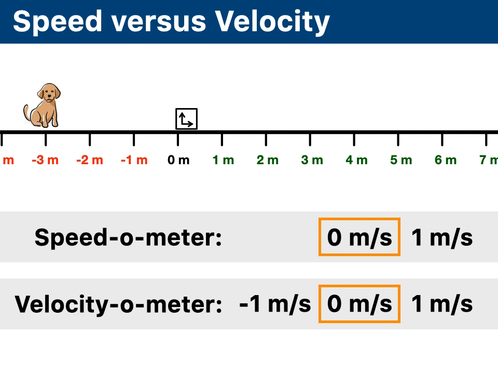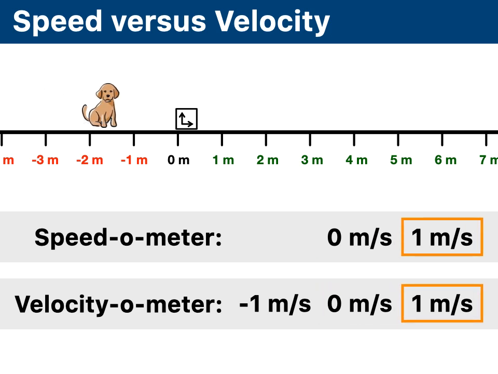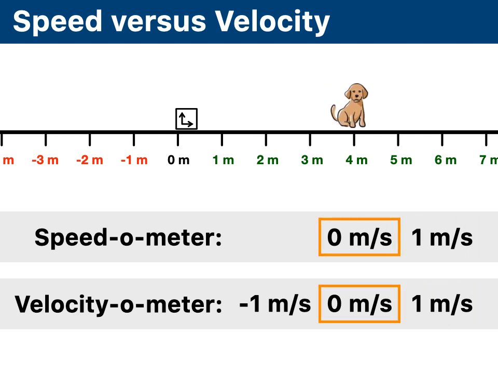Now, right now, the dog's at rest. The dog is sitting still, and the speed and the velocity are both 0. So let's say the dog is going to the right, and going to the right, according to our origin, is defined as the positive direction. So take a look. Once the dog starts moving, take a look at the speed and velocity. So you can see that the speed and the velocity are both 1 meters per second. And once the dog reaches 4 meters and stops, the speed and velocity are both 0.